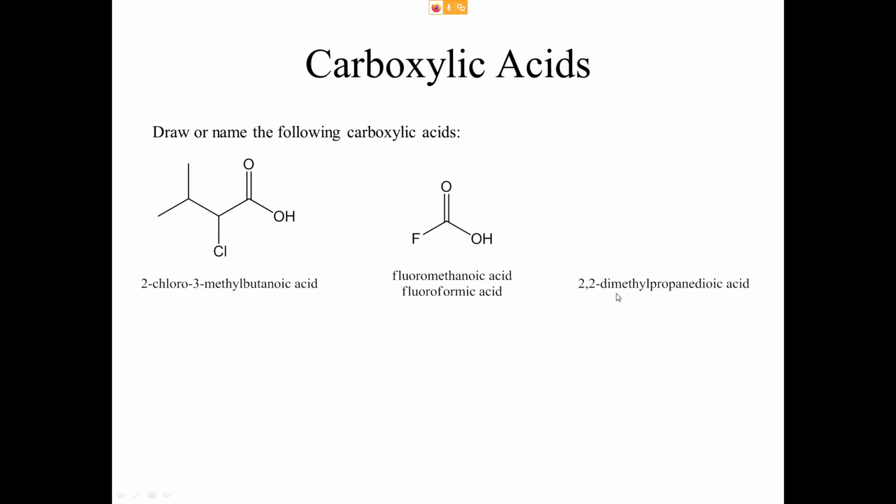Right? And then the one on the right, we have a propane dioic acid. How many carbons in that? 3. And it's a dioic acid. What do you do there? 2 carboxylic acid groups. All right, exactly. We put 2 carboxyl groups.